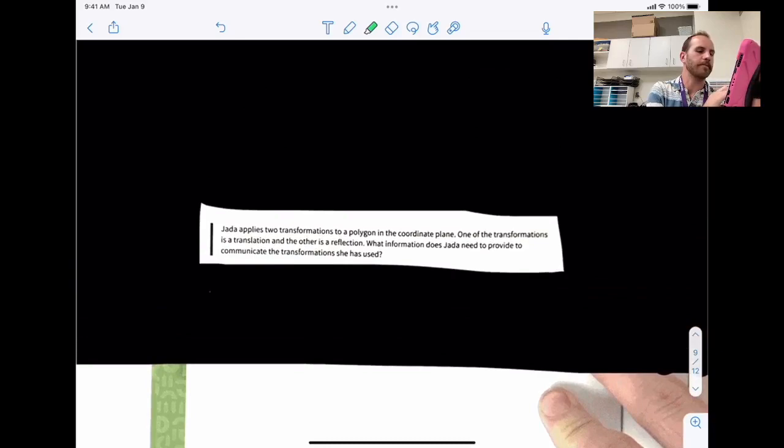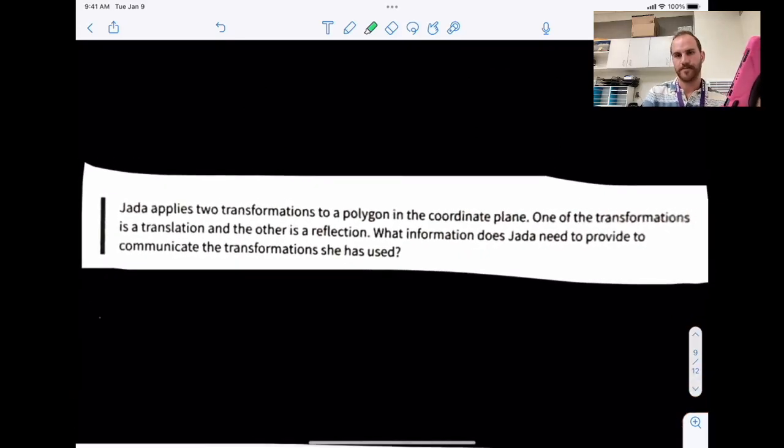Oh, this is a good one. I want y'all to answer this question, okay? This is a cool down, all right? Now, it says Jada applies 2 transformations to a polygon in the coordinate plane. One of the transformations is a translation and the other is a reflection. What information does Jada need to provide to communicate the transformation she has used?